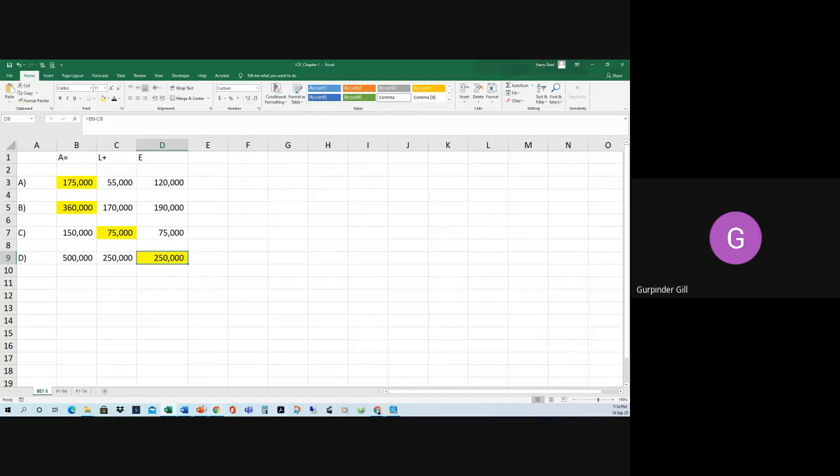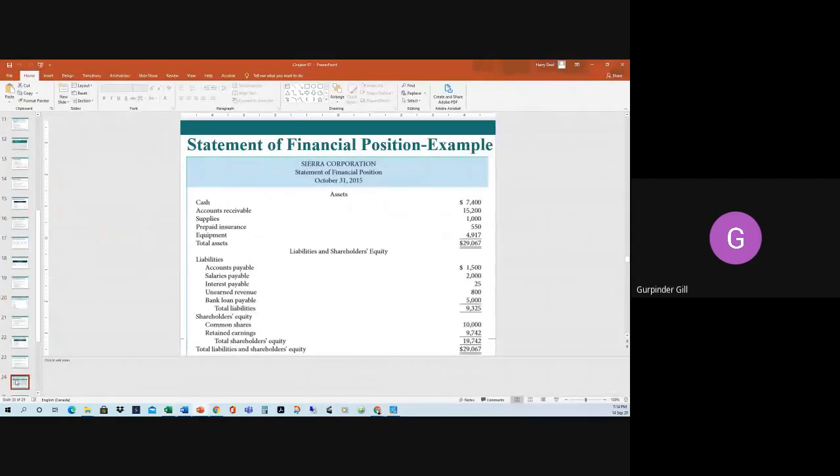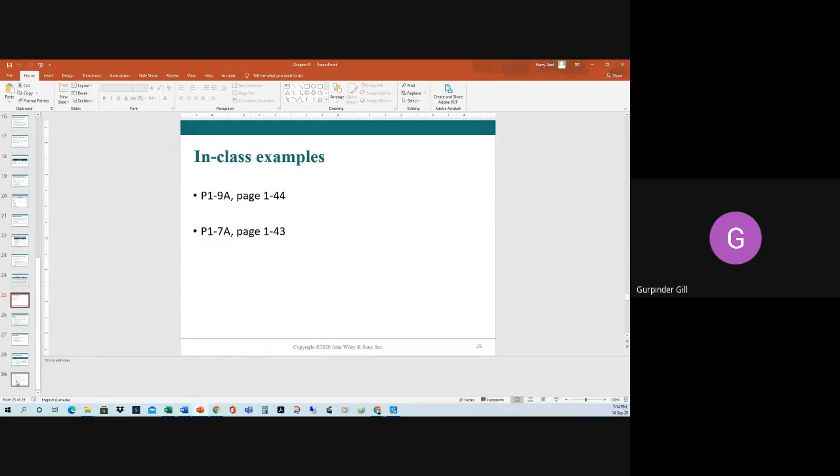Okay, that brings us to these examples, P1-9A and P1-7A. We'll just look at those examples, but let's just get through the last couple of slides here.